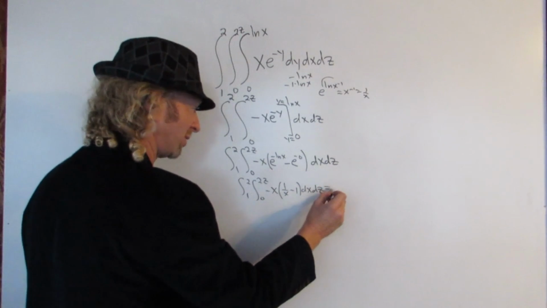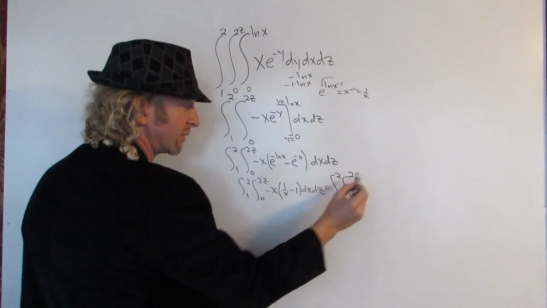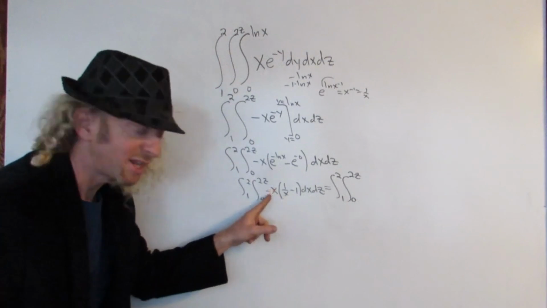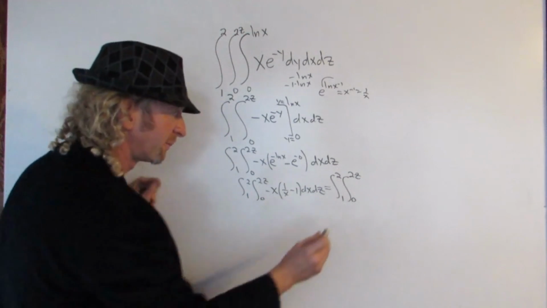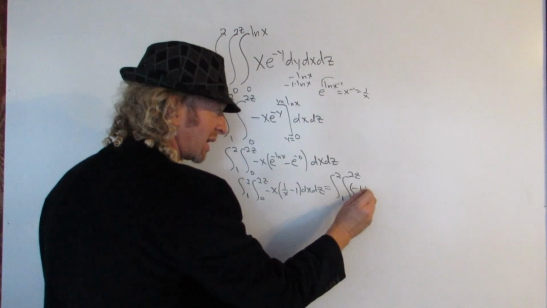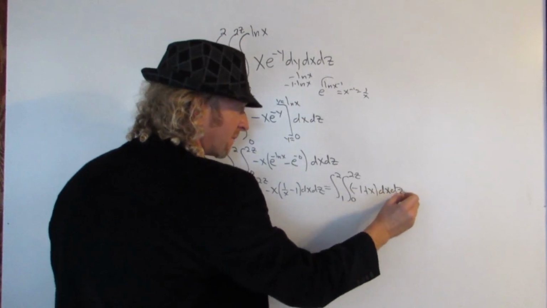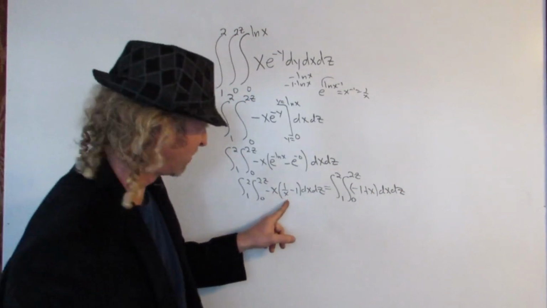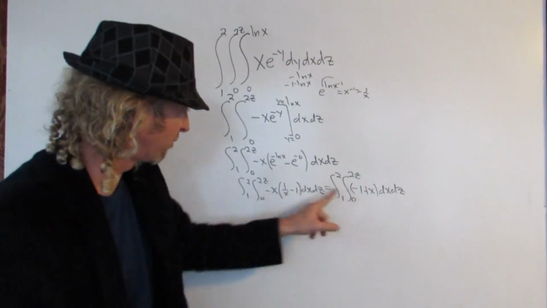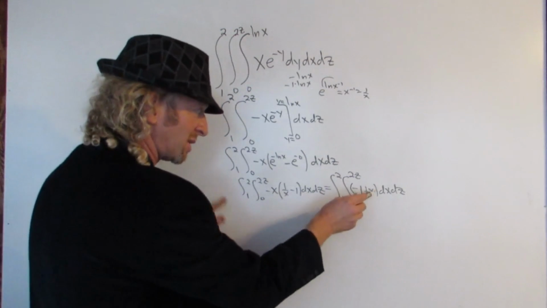Let's keep going. This is equal to the integral from 1 to 2, 0 to 2z. Distributing the negative x: negative x times 1 over x is negative 1. Negative x times negative 1 is plus x. And we're integrating with respect to x next, so dx dz. All right, now we're integrating this with respect to x.